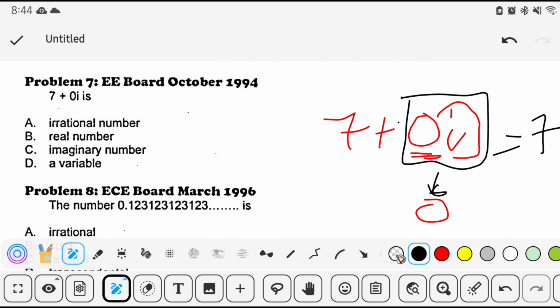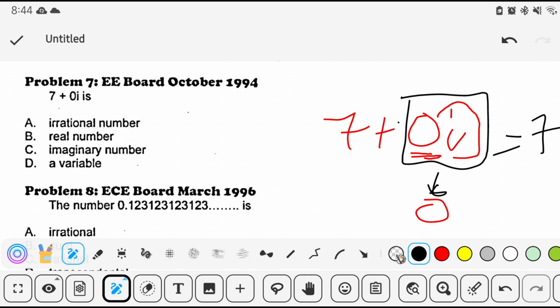So you have to be careful, because maybe you'll think of 7 plus 0i as an imaginary expression, because there is one in the multiple choice. Though it's not, you still have to simplify that. 0i is just 0, so 7 plus 0 is 7.